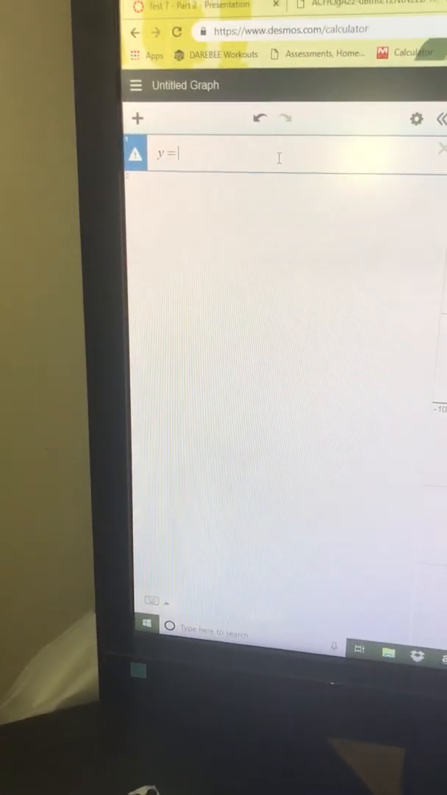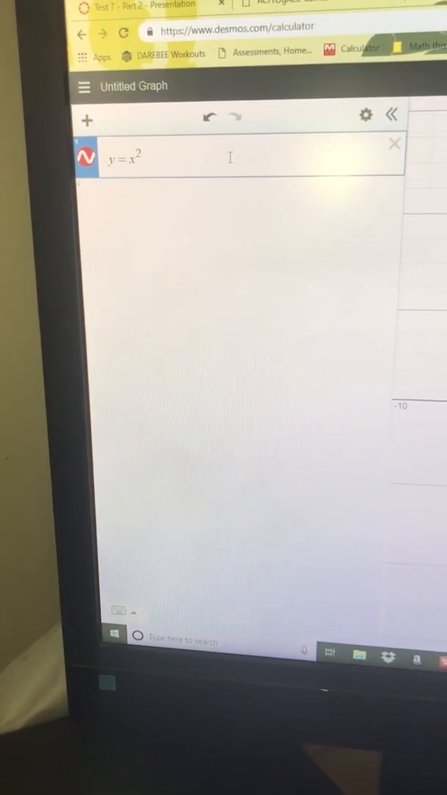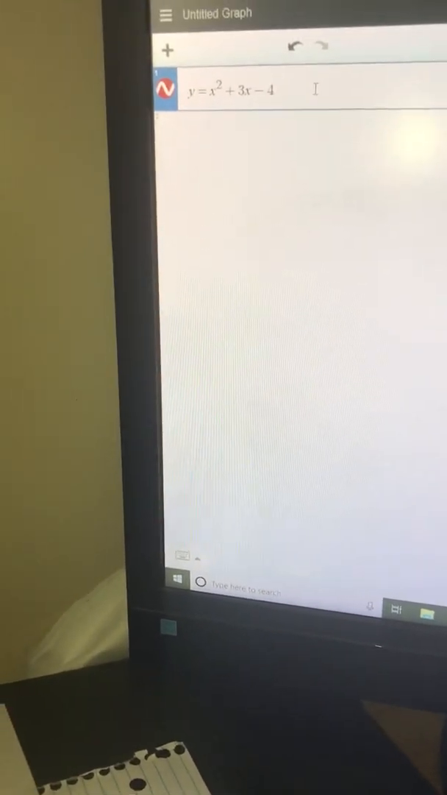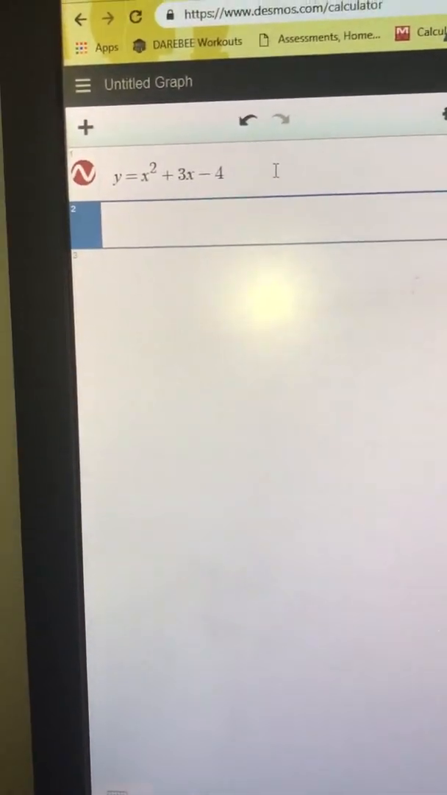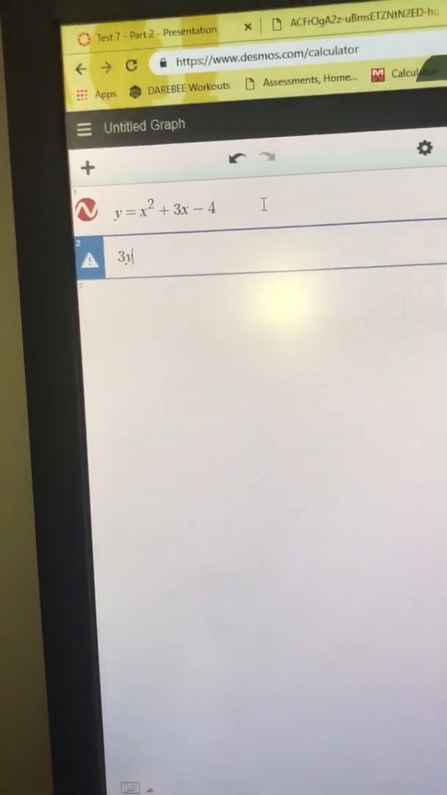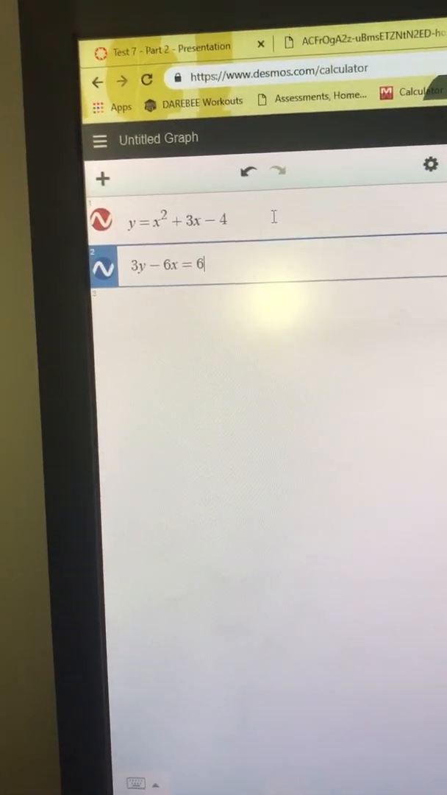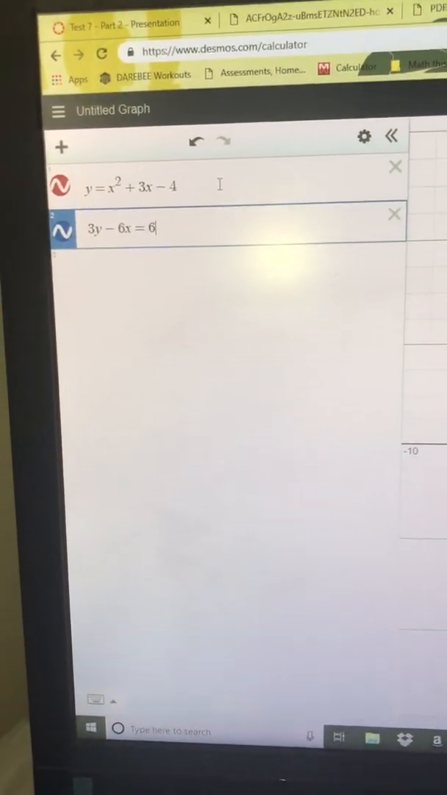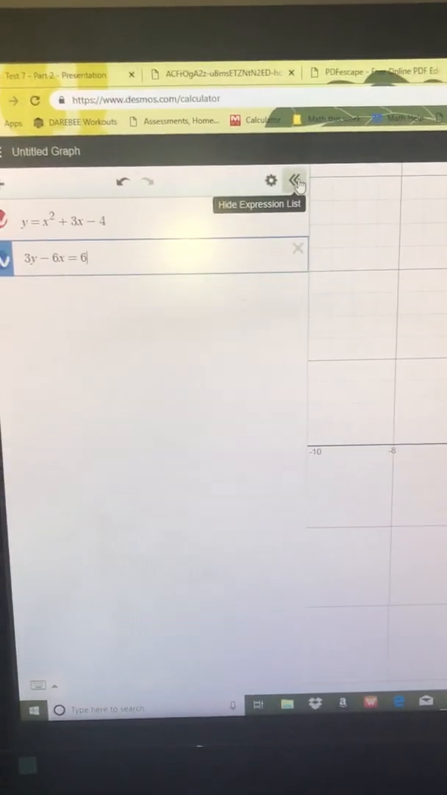Y equals x squared plus 3x minus 4. You hit enter and type in the second one. The second one is 3y minus 6x equals 6. And to find the solution set, we're going to see where the points are or where they cross.